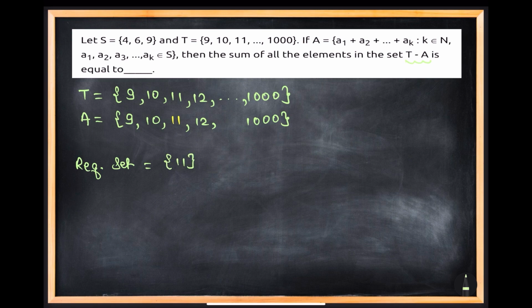Means we will remove the elements from set T which exist in set A. So 9 stays, 9 removed, 10 stays, 10 removed, 12 stays, 12 removed, this 1000 stays, 1000 removed. So the only element you cannot create in set A is 11. But they are interested in finding the sum of all the elements in this set. So there is only one element, so the required sum will be 11. I hope this idea is clear.